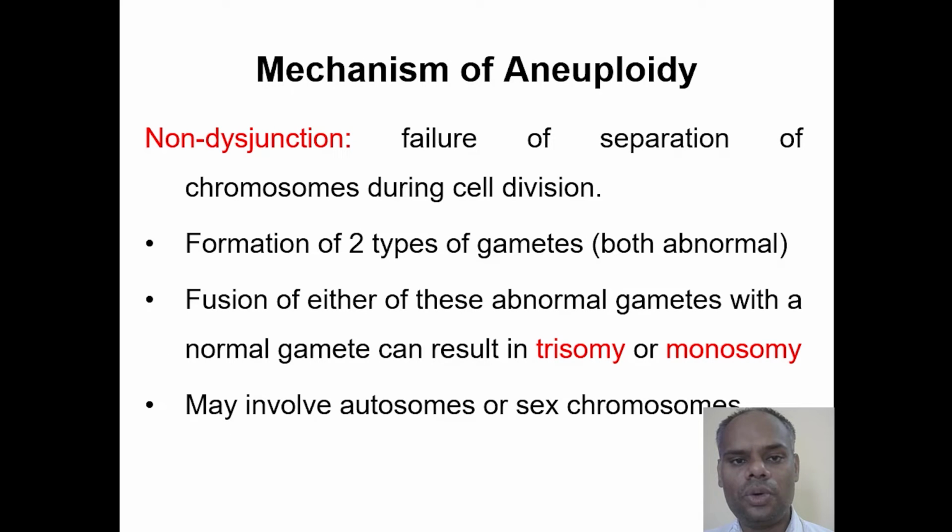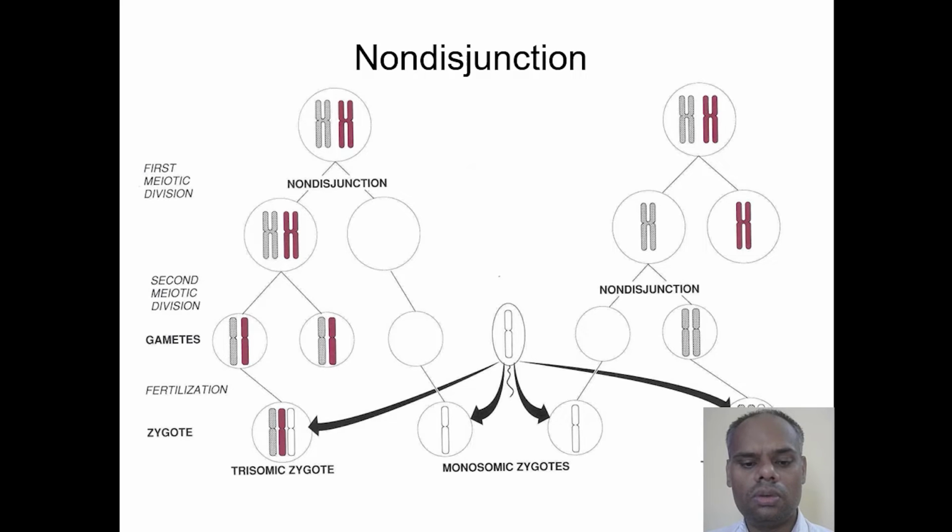The mechanism of aneuploidy includes non-disjunction, which happens when there is a failure of separation of chromosomes during cell division. There is formation of 2 types of gametes, both abnormal. If there is fusion of either of these abnormal gametes with a normal gamete, it can result in trisomy or monosomy. It may also involve autosomes or sex chromosomes.